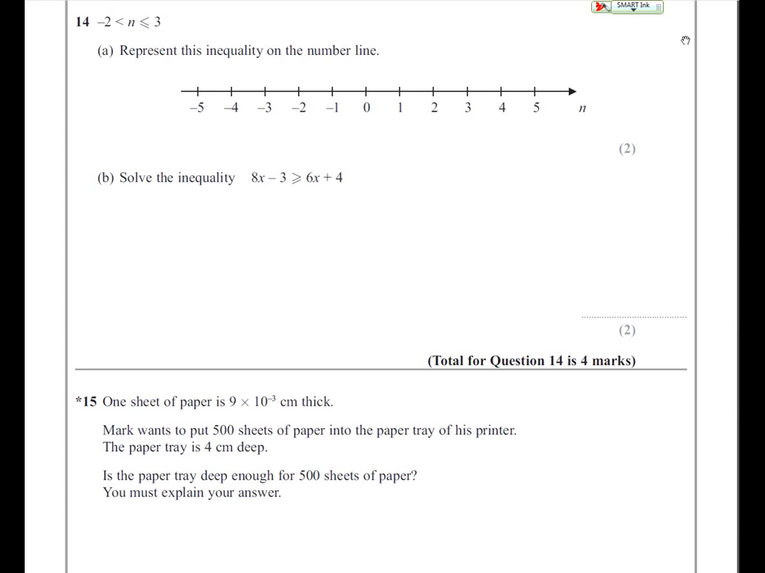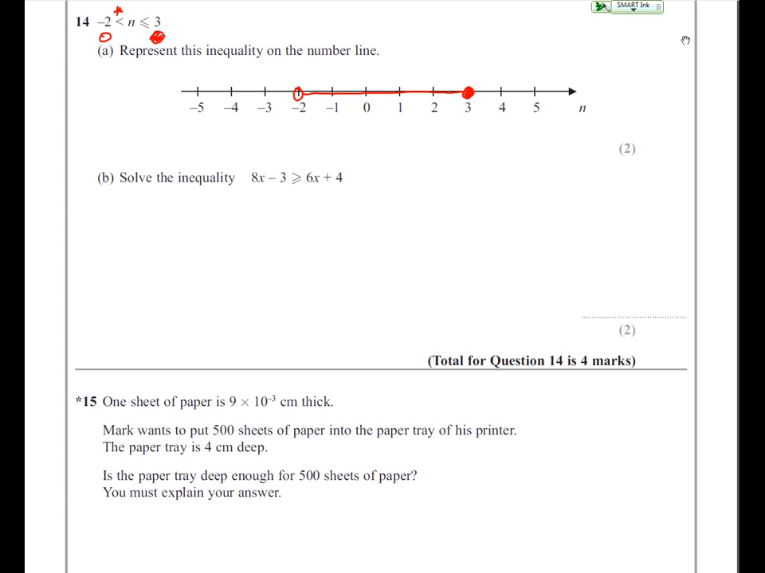Now when you do inequalities, we use an empty circle if it's got just less than. We use a filled in circle if it's equal to as well. So, minus 2 is an empty circle, minus 3 is filled in because we can include minus 3 as well. And then we draw a line across. That's your answer for 2 marks.